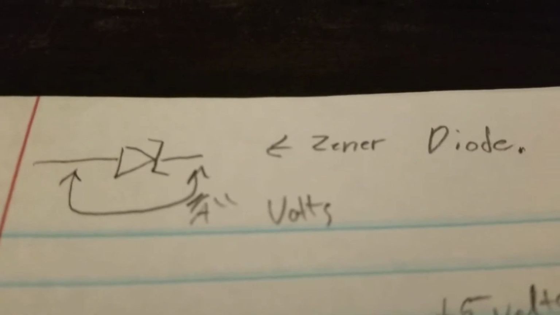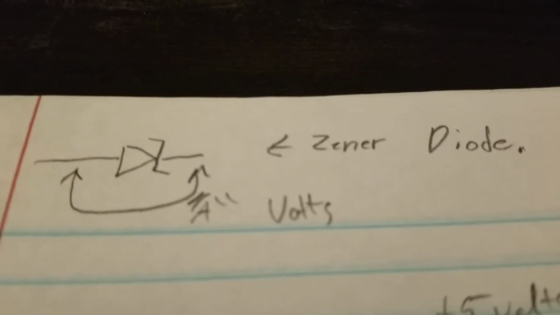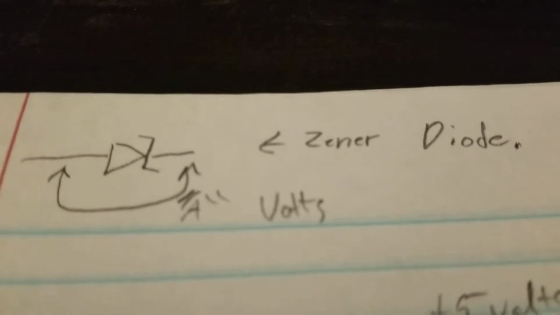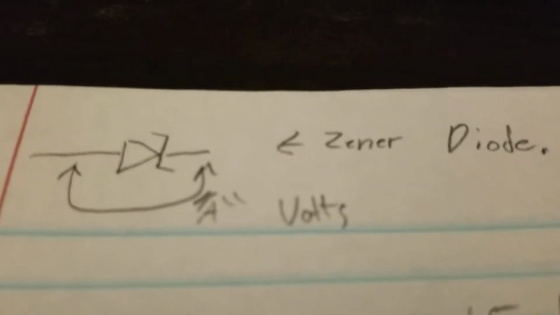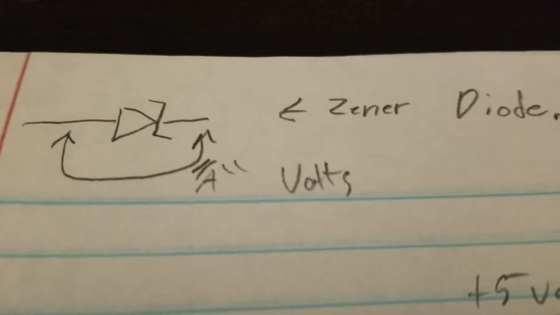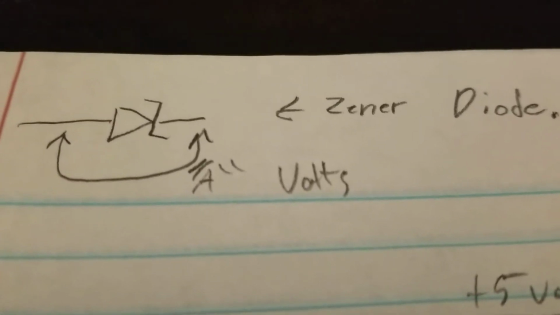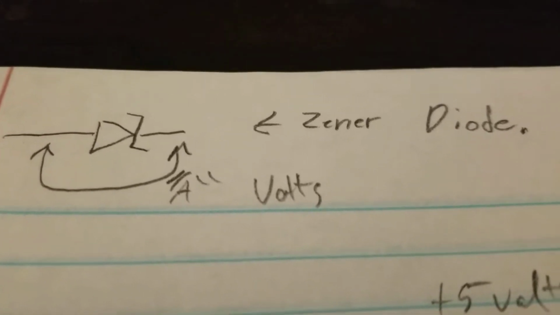What's different? Well, one of the things that are different between this diode and your normal silicon diode is that it has a different voltage drop. And here, you can see I have it as A volts. They make various different Zener diodes with different voltage drops.